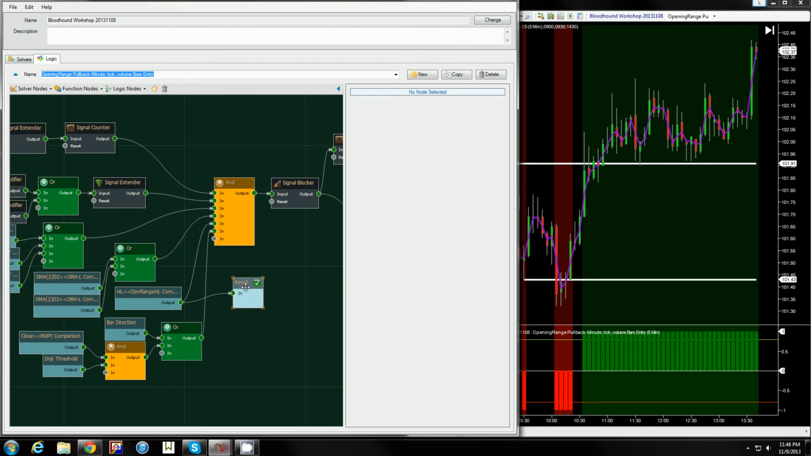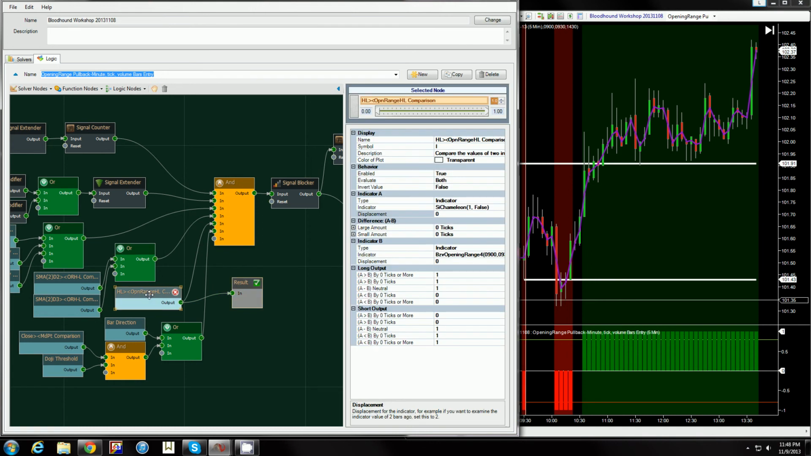the high of the bar has to remain above the opening range high for a long, and the low of the bar has to remain below the opening range low for a short. That's just a little added requisite there, a little added condition that must be true to give a long or a short.